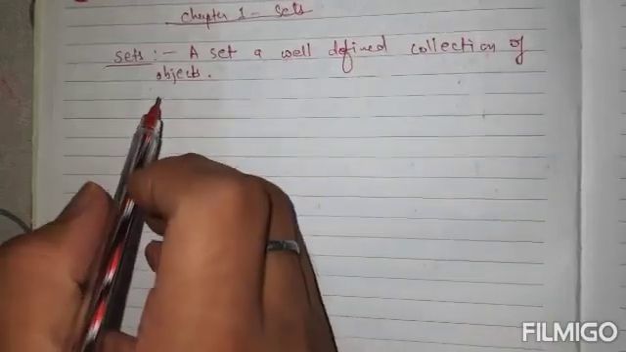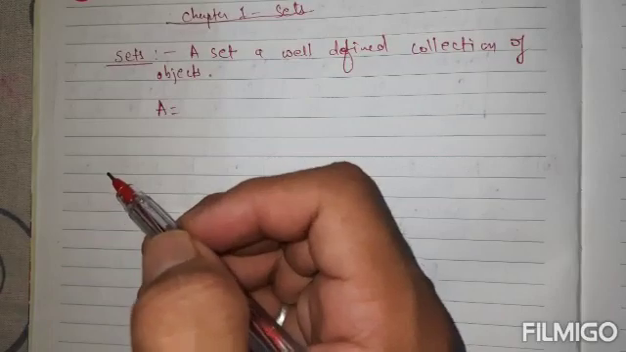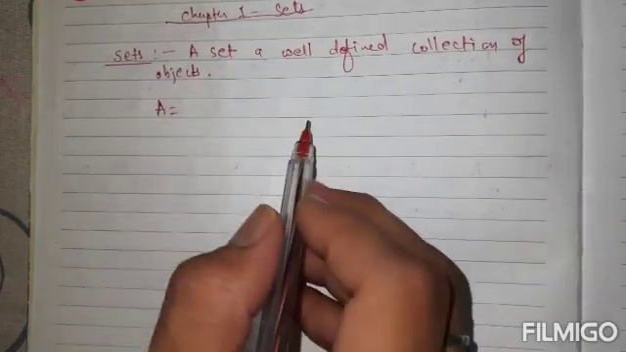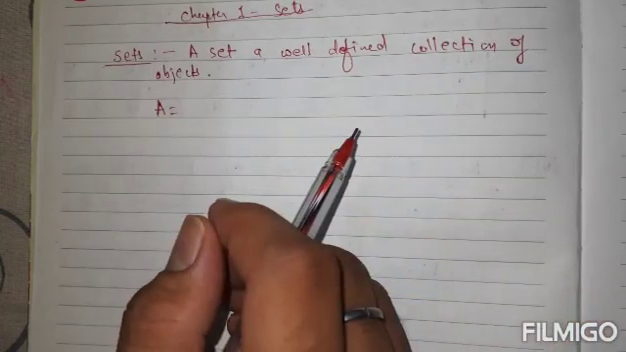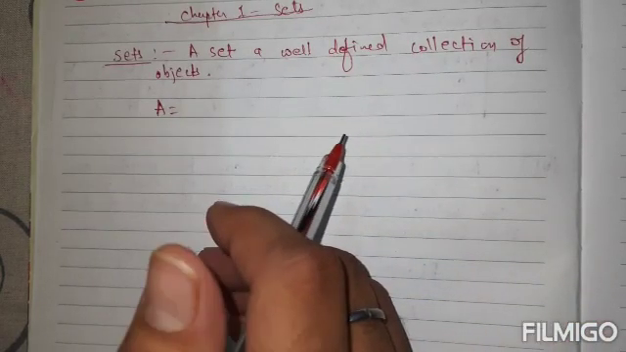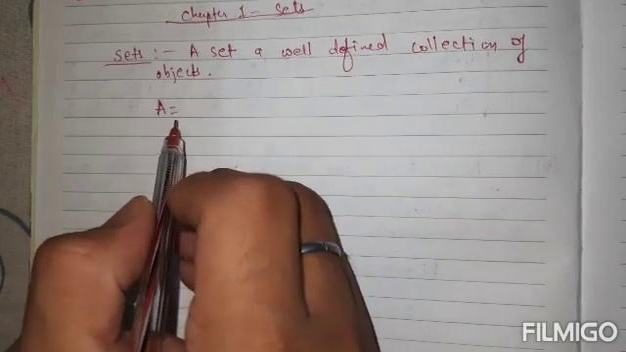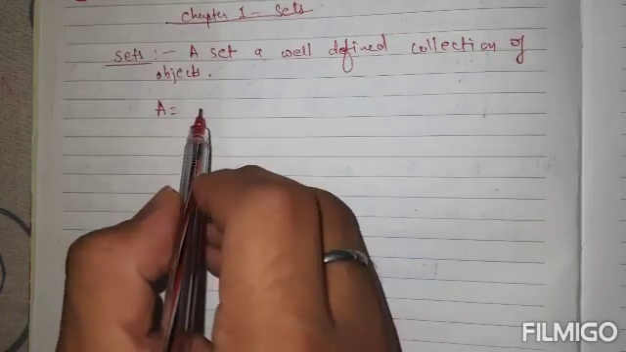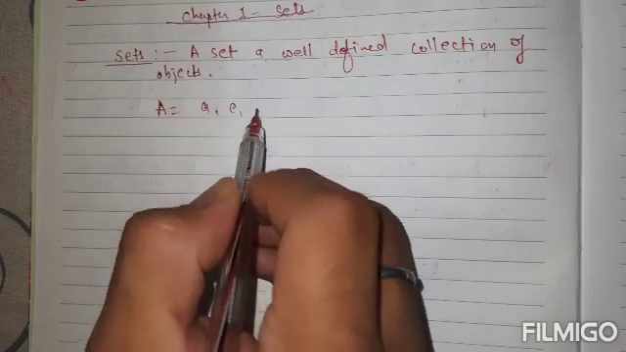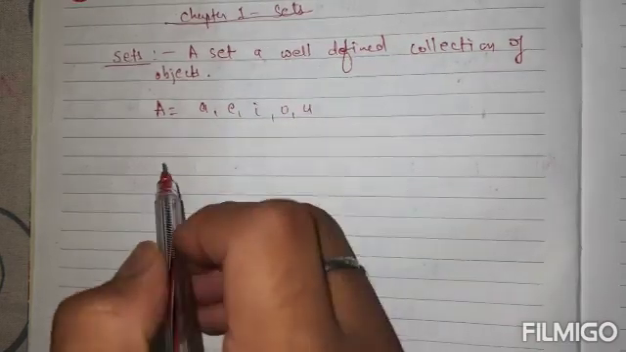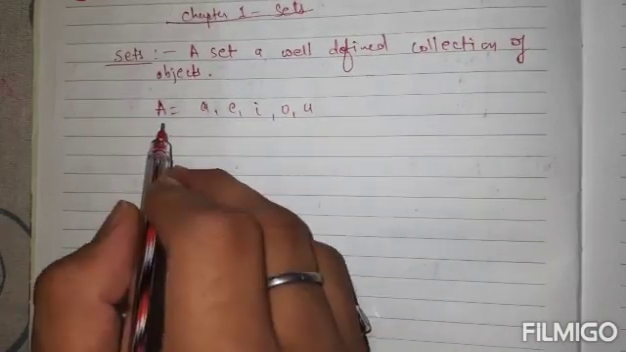A set is always denoted by a capital letter A, B, C, D. Suppose A is a set, then in this set there can be some elements enclosed. If we try to define the set of all vowels of the English alphabet, then if A is the set of all vowels of the English alphabet, you know that they are A, E, I, O and U. Then these elements will form the set A.